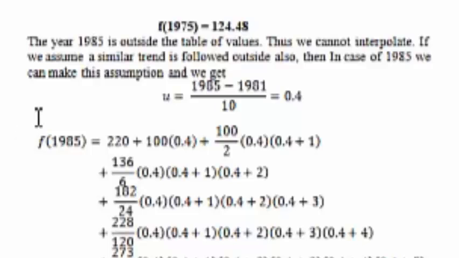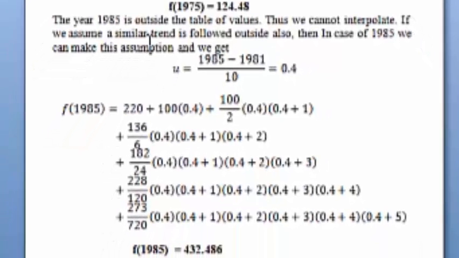Now the next part was to calculate the population at 1985. 1985 is outside the table, so we cannot interpolate it, but we can assume that it is near the last value, and so we used the formula and calculated u equals 1985 minus 1981 upon h. h is 10. So here u is 0.4, and now the population at 1985 is calculated using the same backward difference formula as before, and finally we got this answer.